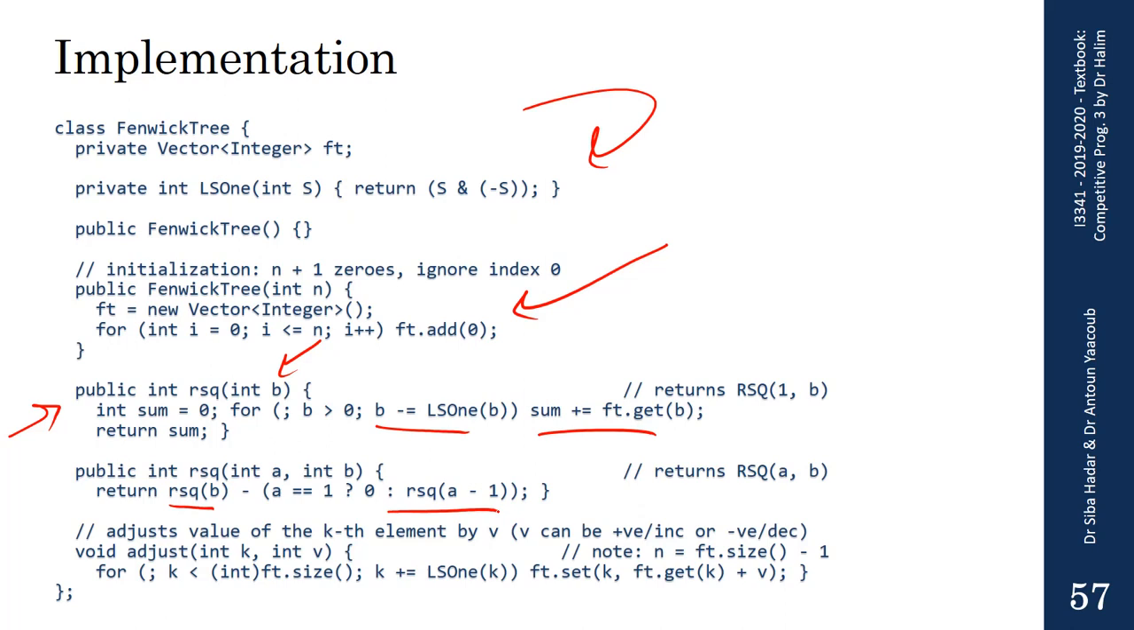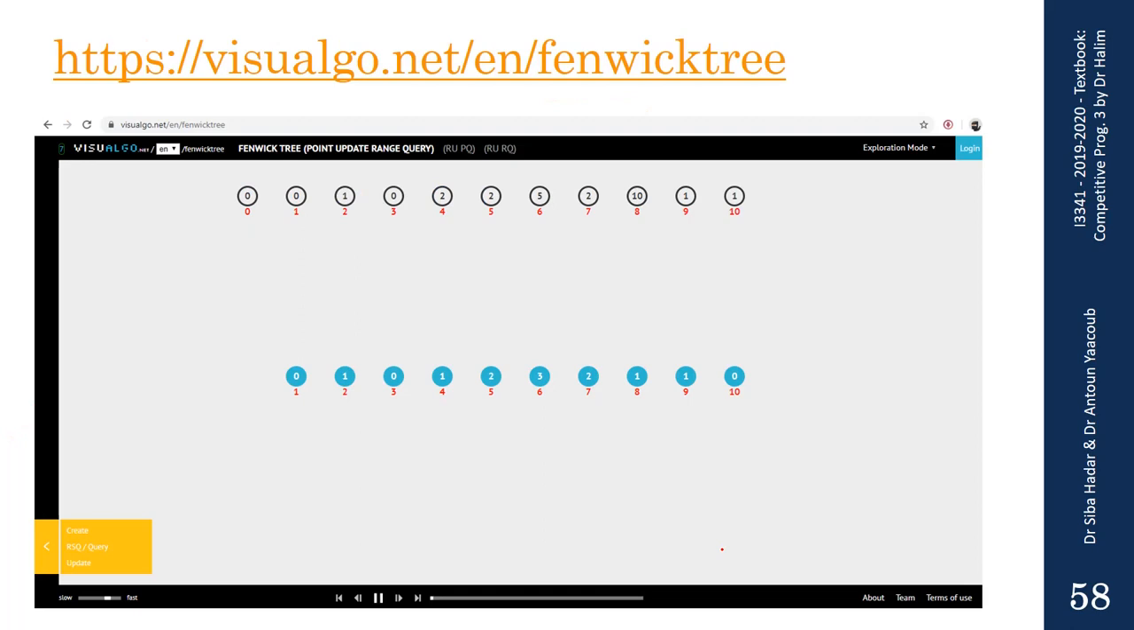For the adjustment, again, it's the same as the range sum query. However, I will move forward. I will always add the least significant bit until we reach the size of the Fenwick tree. At each time, I will modify just those elements by adding the new element, the v element. As the visualization, again, you can check the link above to see how you can work with the Fenwick tree.